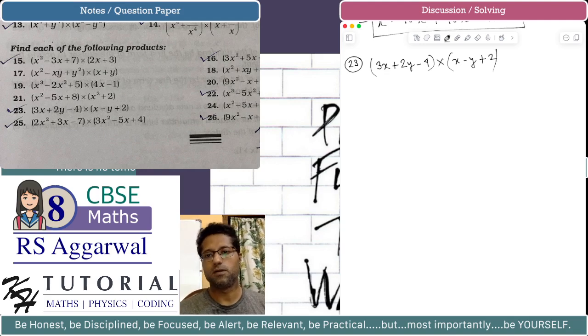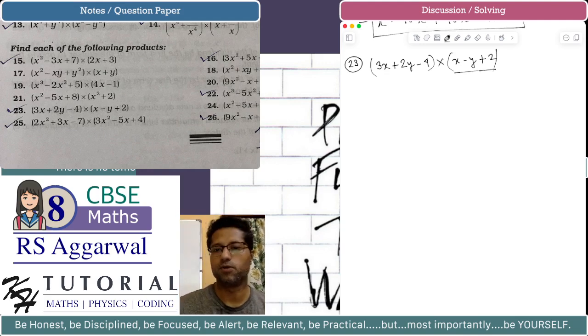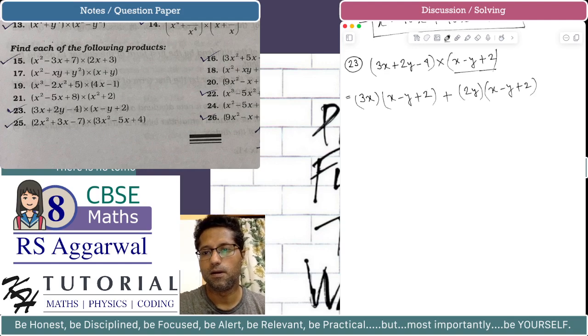Let us now consider, we multiply the second polynomial with each term of the first polynomial and add the products. So this becomes equal to 3x multiplied by x minus y plus 2, plus 2y multiplied by x minus y plus 2, and finally minus 4 multiplied by x minus y plus 2.